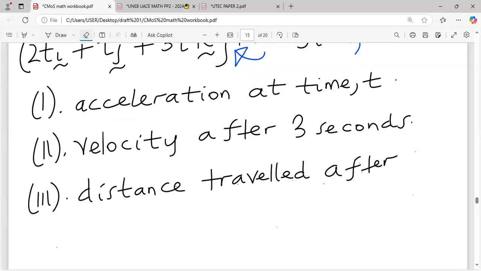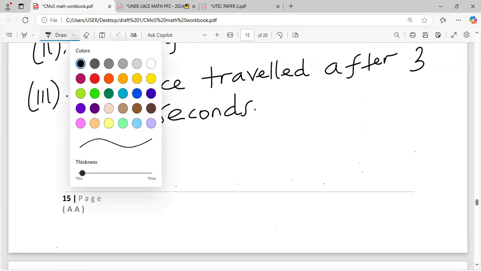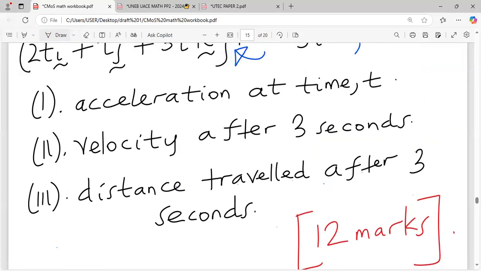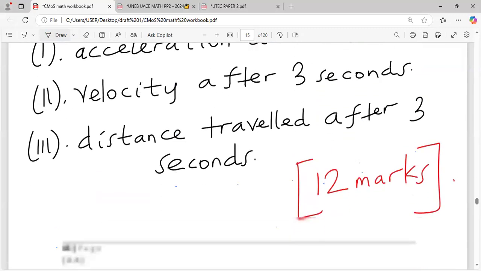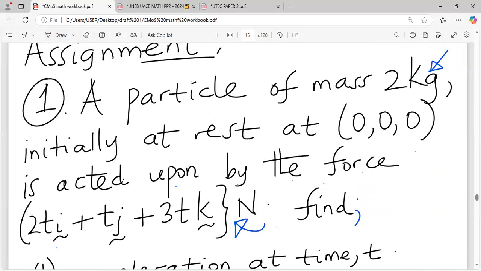So even that one can be done. So you ask yourself, how is velocity related to displacement? Then you ask yourself, how am I going to go about that? This is a very good question. And this is what UNEB sets. Now imagine these are 12 marks. Acceleration at time t, velocity after 3 seconds, distance traveled after 3 seconds, particle of mass initially at rest.